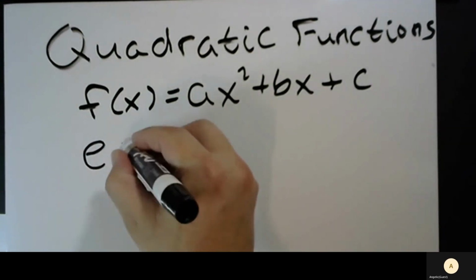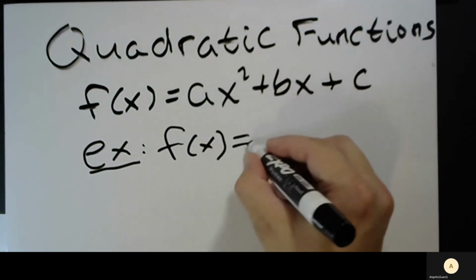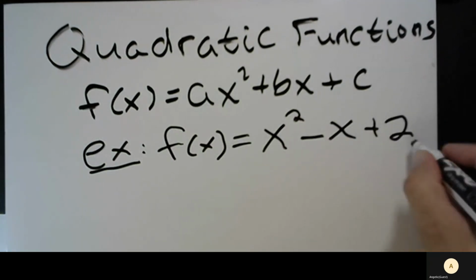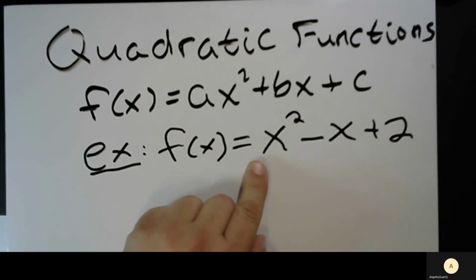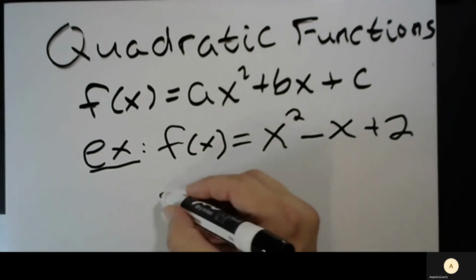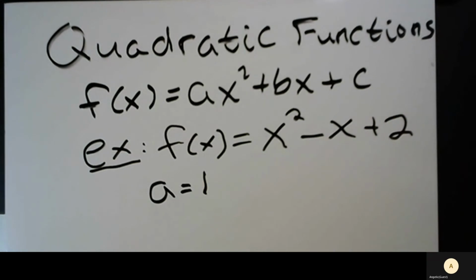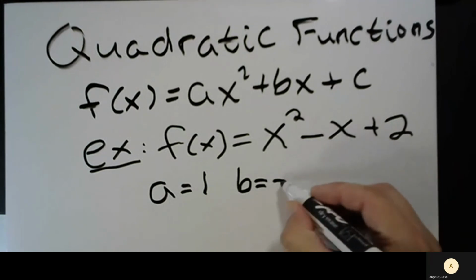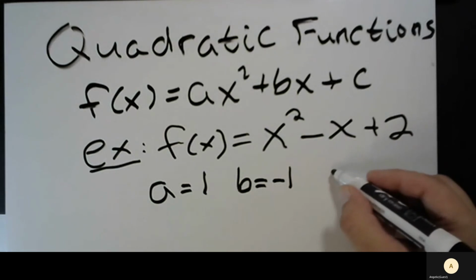So for example, for something like this, a is always going to be the number in front of the x squared. And so what that's going to mean is that a is going to be that invisible 1. And then in front of the x, b is a -1. And then with 2, that's the constant.